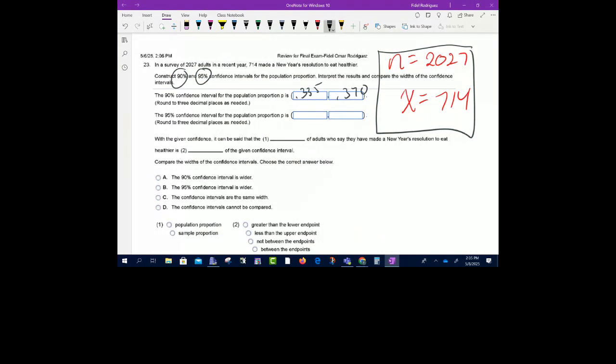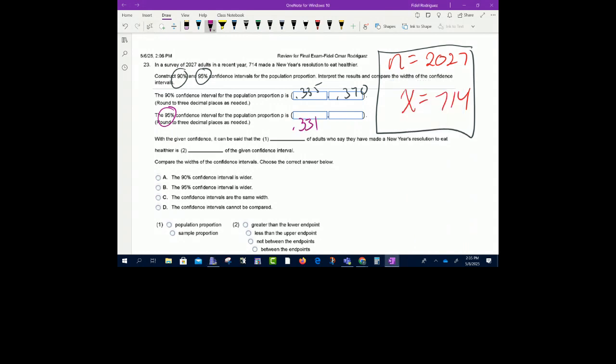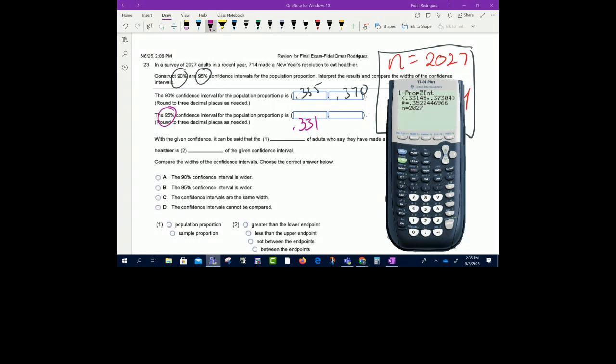Now we're going to do the same thing, but we're going to change this from 90% to 95%. Let's go to STAT, go to TESTS, and scroll all the way down to choice A, our 1-PropZInt. The only thing I'm changing here is making that 0.95. Let's hit calculate. Again, I'm still going to 3 decimal places, so I'm going to write 0.331 and 0.373.